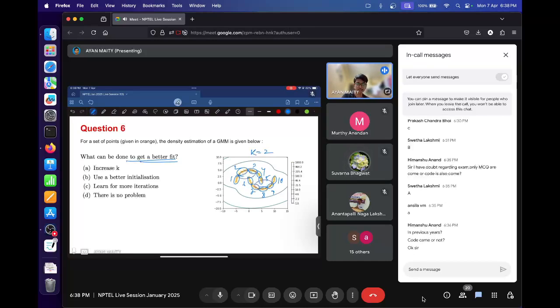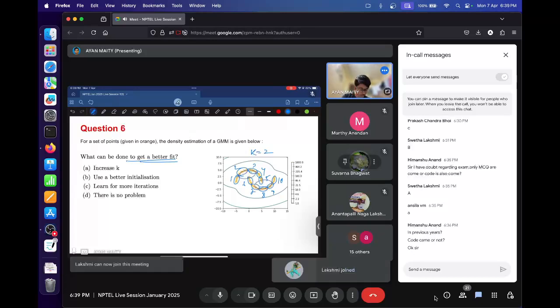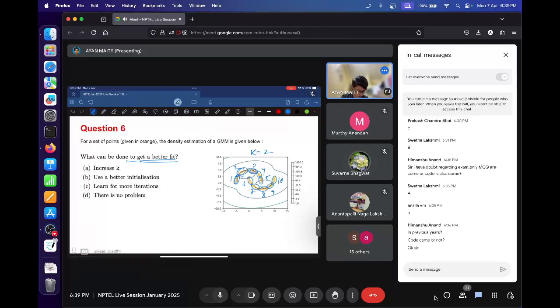You can try different cluster values to check whether it fits the data well or not. By increasing the number of clusters, or the value of k, we can have a better fit of the data points. With k equals 2, the Gaussian distributions do not match the data points in the 2D plane. But if we increase the number of clusters, the Gaussian distributions would fit the data points really well. So increase k is the correct answer here.